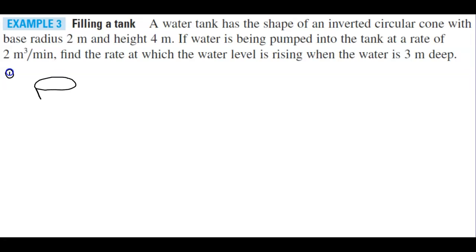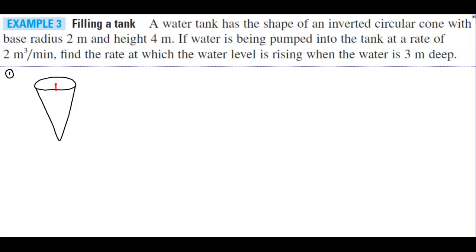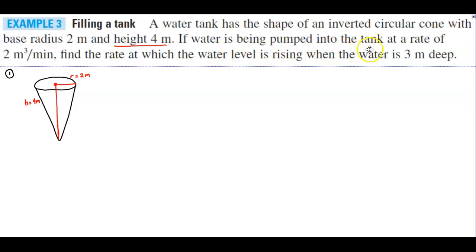Okay, so if we have a circular cone, what do we know about the circular cone? Well, we know two things. We know that the height of this circular cone is 4 meters, and then we also know that the radius is 2 meters. Now in the second part, we know that water is being pumped into the tank at a rate of 2 cubic meters per minute.